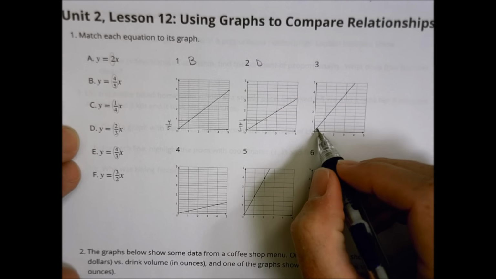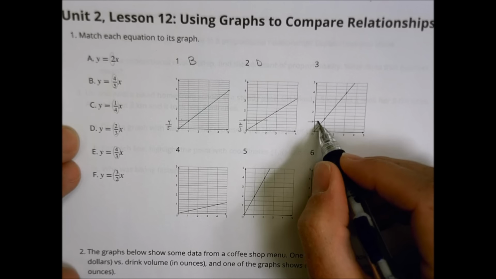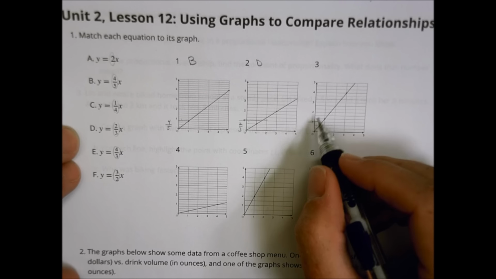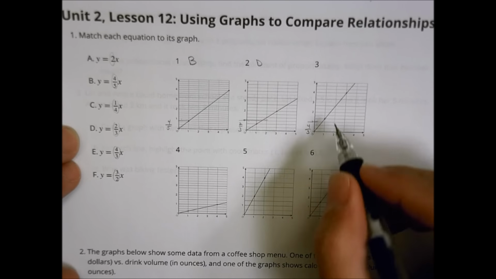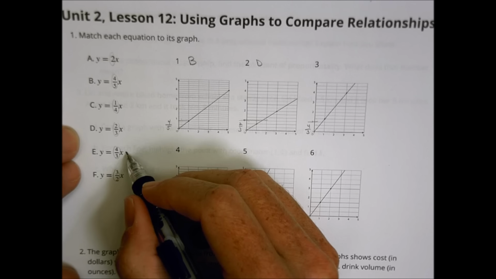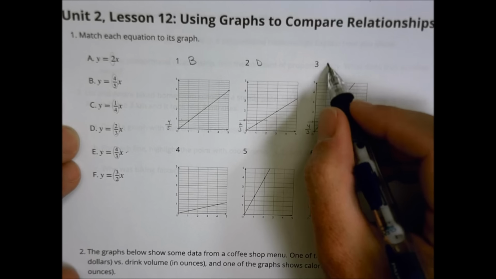Here we have 1, 2, 3. So we're going by thirds. So I have 1, 2, 3, and that's 4/3 there. I'm at 4. So this is a 4/3 slope. 4/3 to there. And so we have that guy right there. So we call that E.